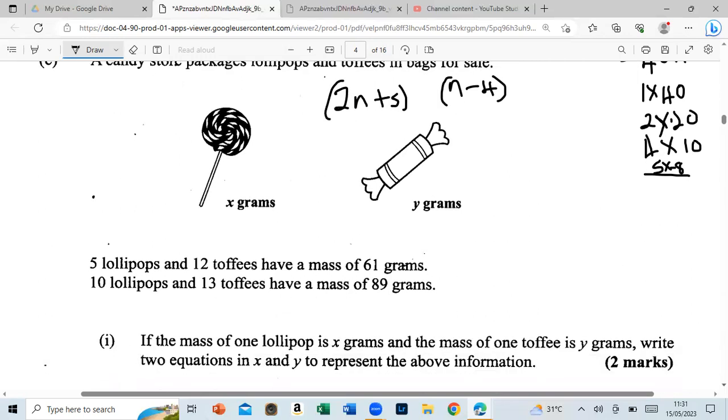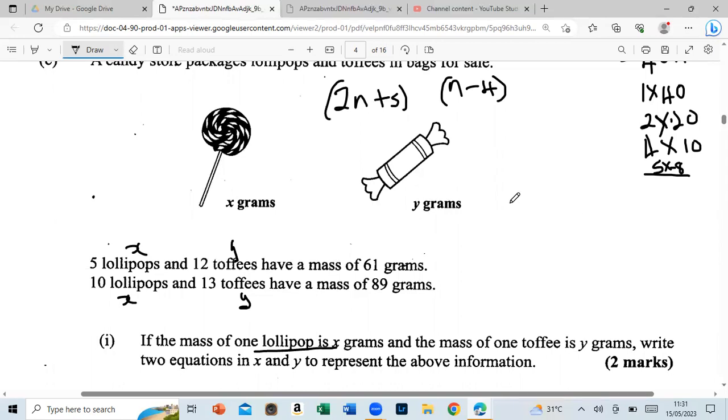It says if the mass of one lollipop is x grams and the mass of one toffee is y grams, write two equations in x and y to represent the information above. So let me just remember what x is: a lollipop. So we have 5 lollipops, and y is a toffee. You can do it like this, guys, and then you just drop in whatever you have to do.